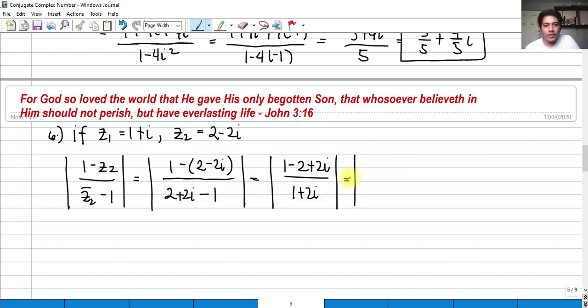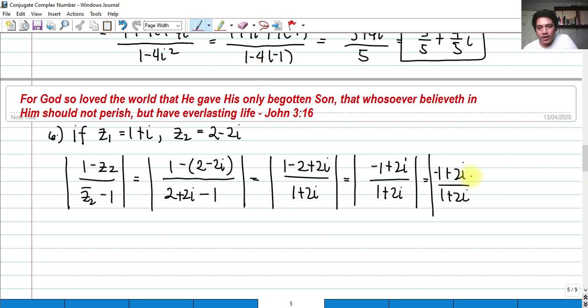And of course, if we simplify this, that is negative 1 plus 2i all over 1 plus 2i. And we know what to do with this in order for us to evaluate this. We need to multiply this by the conjugate again of the denominator. So we have negative 1 plus 2i all over 1 plus 2i, and then we have to multiply it by the conjugate. So we have 1 minus 2i all over 1 minus 2i. Don't forget the modulus.